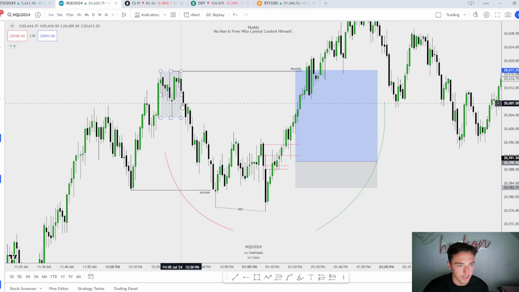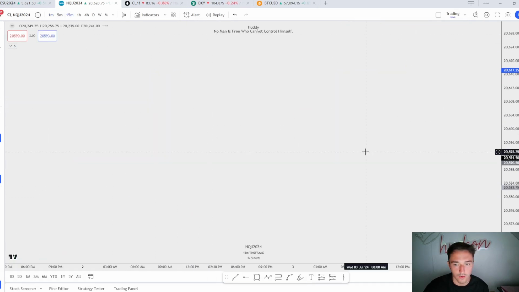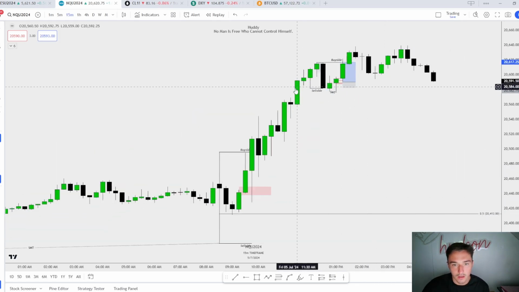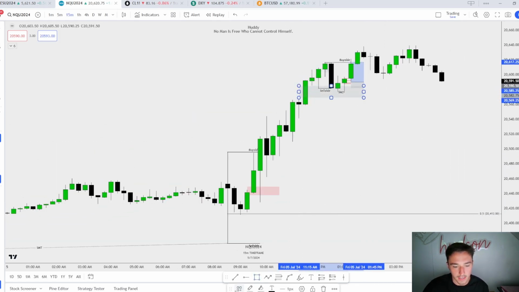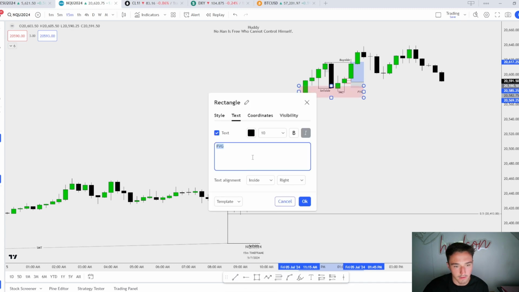Imbalance up here, this would be your distribution phase 1, phase 2, take out that sell side. Now what do we hit? 15-minute fair value gap, right? So we are in a higher time frame PD array. Fair value gap 15M.